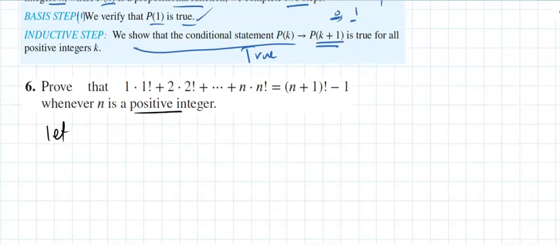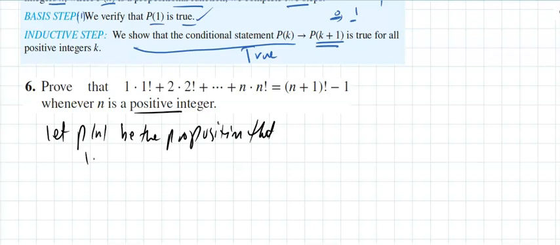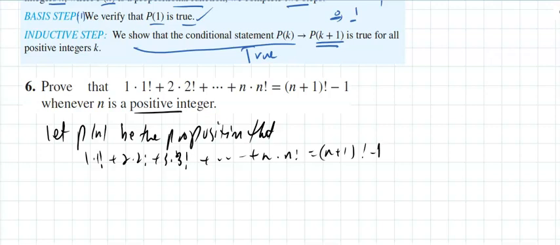Well, we say let p of n be the proposition that, and we will list this, 1 times 1 factorial plus 2 times 2 factorial plus 3 times 3 factorial plus n times n factorial equals n plus 1 factorial minus 1.